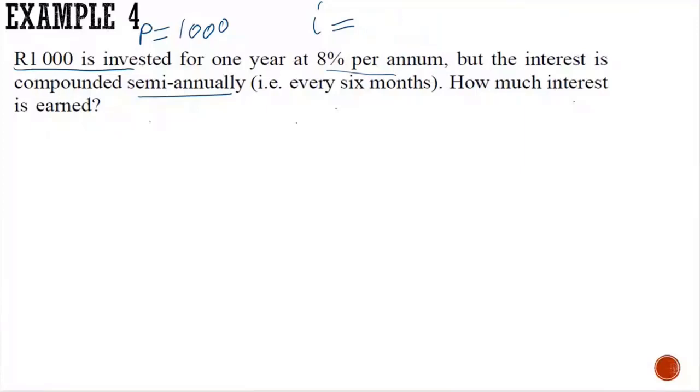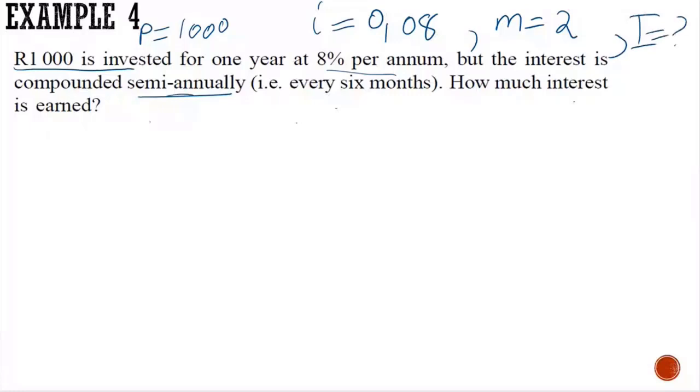Let's not do that now. Our interest rate is 0.08, and then the number of compounding periods. Remember, M is for the compounding periods. It is semi-annually, so it is equal to 2. And then we are asked to calculate how much interest is earned.